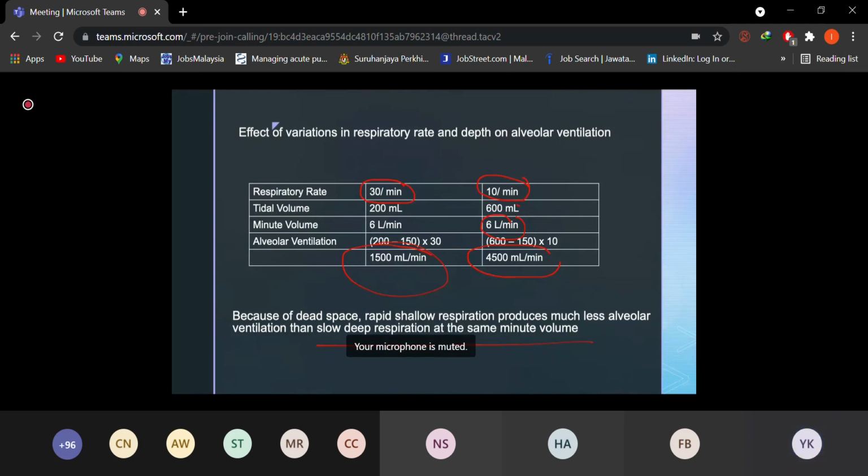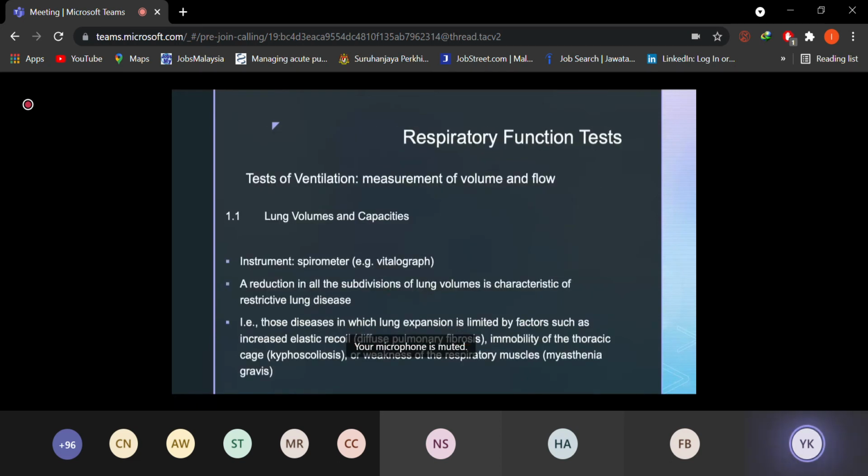Next is the respiratory function test. You know all these lung capacities, lung volumes, and also the dead space. Now you have to know what the respiratory function tests are and what is so important. For example, for the lung volumes and capacities, we use the spirometer. A reduction in all the subdivisions of the lung volume is characterized as a restrictive lung disease.